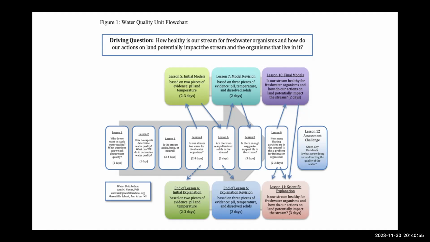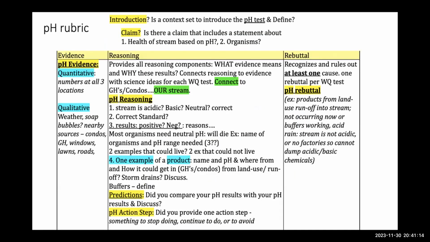You could just have separate explanations, and then at the end, take those explanations and look at all of the results and all of the claims for each one, and then make one overall claim for the entire stream. So that's something to do. But I don't know if this is going to be useful or not in terms of the points, but these are all the things that I look for in the pH explanation.